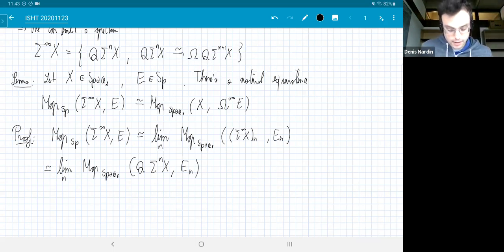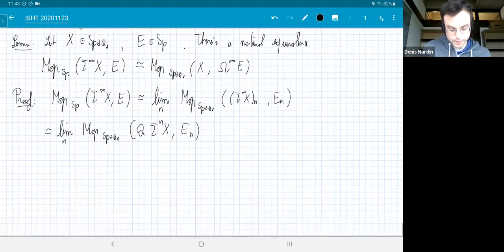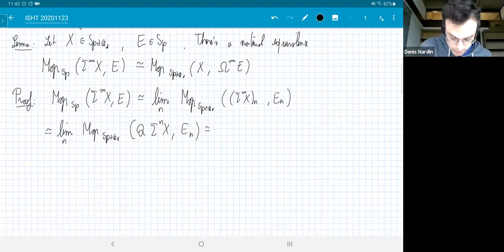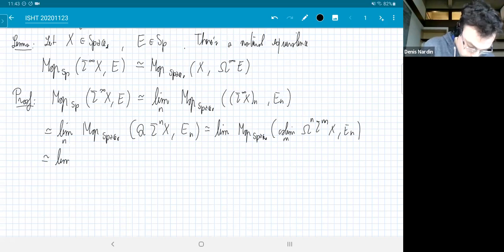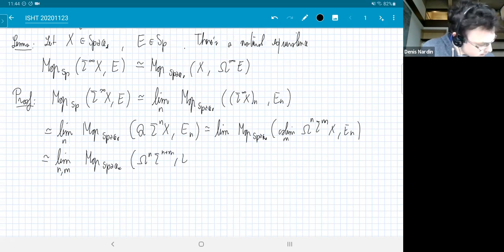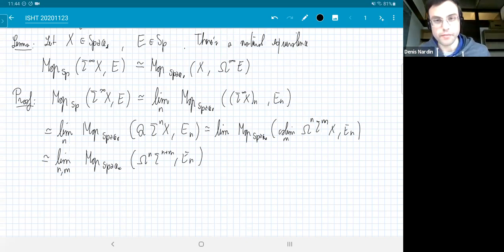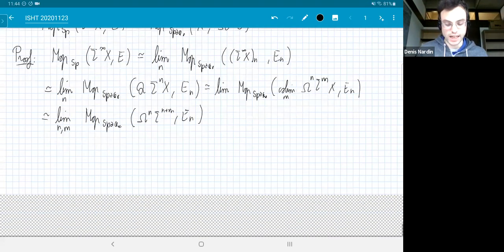And now I have to put in Q, which is a colimit, so maps in pointed spaces, colimit over m of Omega^m Sigma^m X, E_n. And so putting it out, I have limits over m, n of maps in pointed spaces, Omega^n Sigma^{m+n}, E_n, and yeah. Okay, that's the thing. It's just unwrapping all the definitions until they become, and let me write this diagram now.